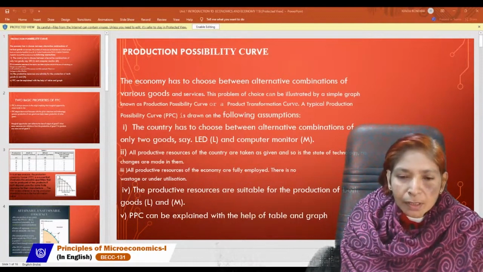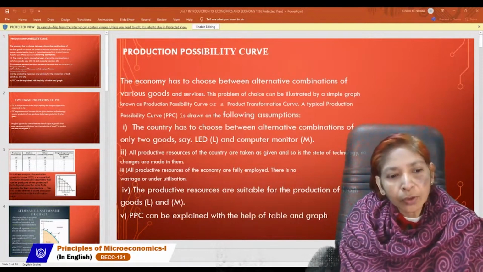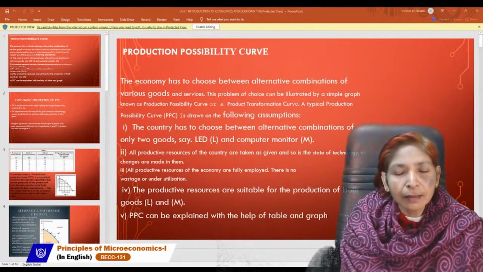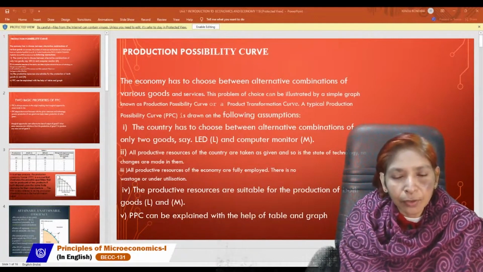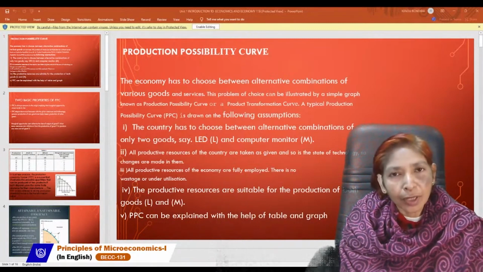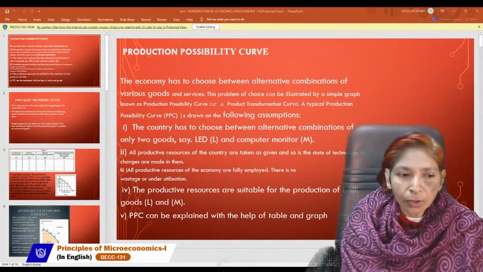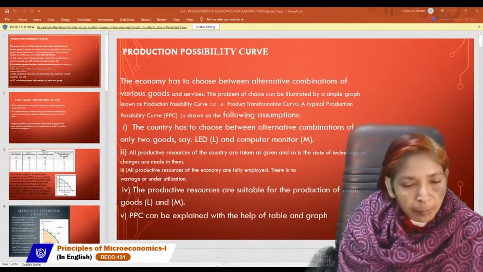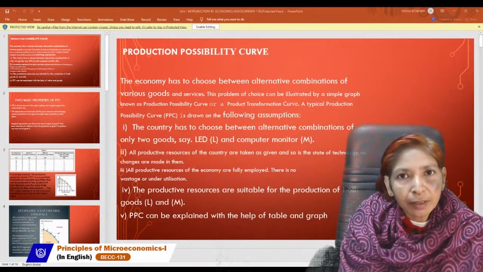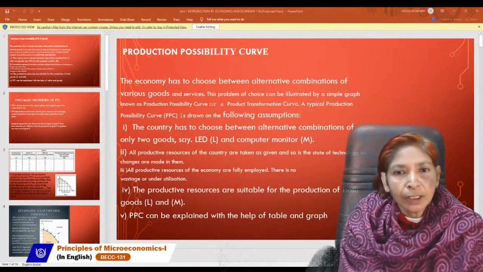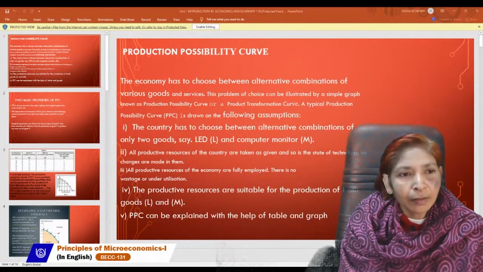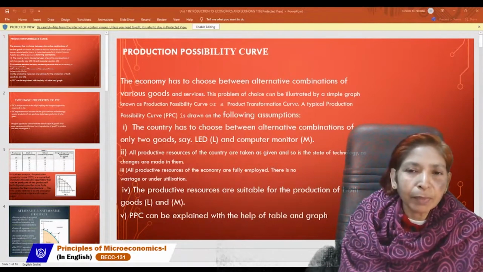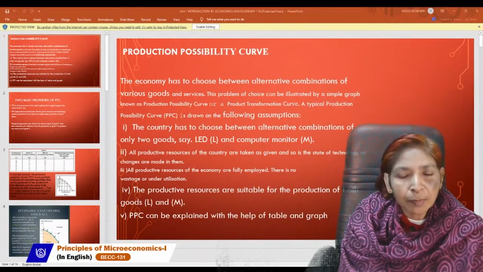The productive resources are suitable for the production of both the goods. It means we have four resources: land, labor, capital, and entrepreneur. We can use these factors of production in the production of both the goods, LED and computer monitor. This PPC can be explained with the help of a table and graph. The two basic properties of PPC: before understanding this concept, you must know about the basic properties of PPC. PPC has two basic properties.